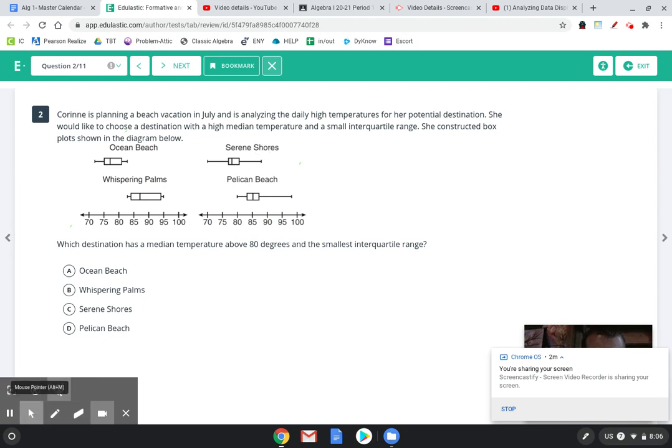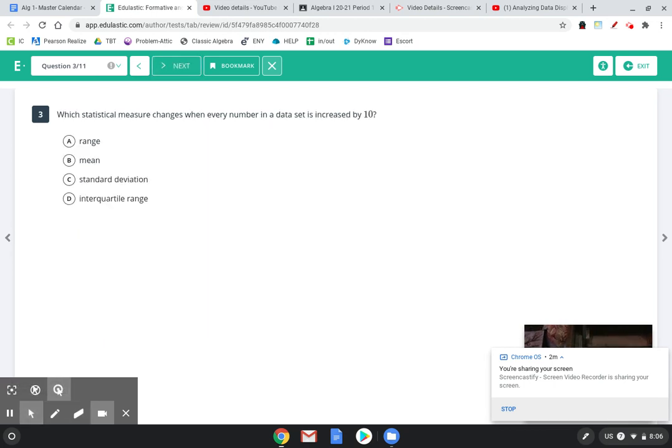I'm going to get this off the screen, and we are going to move on to number 3. It says, which statistical measure changes when every number in the data set is increased by 10? So does the range change if you bring up everything by 10 in the data set? Does the mean change? Does the standard deviation change? Or does the interquartile range change when every data point is brought up by exactly 10? Great question to consider. That's really asking, do you understand what those things mean, and when they move, what makes them move or not move?